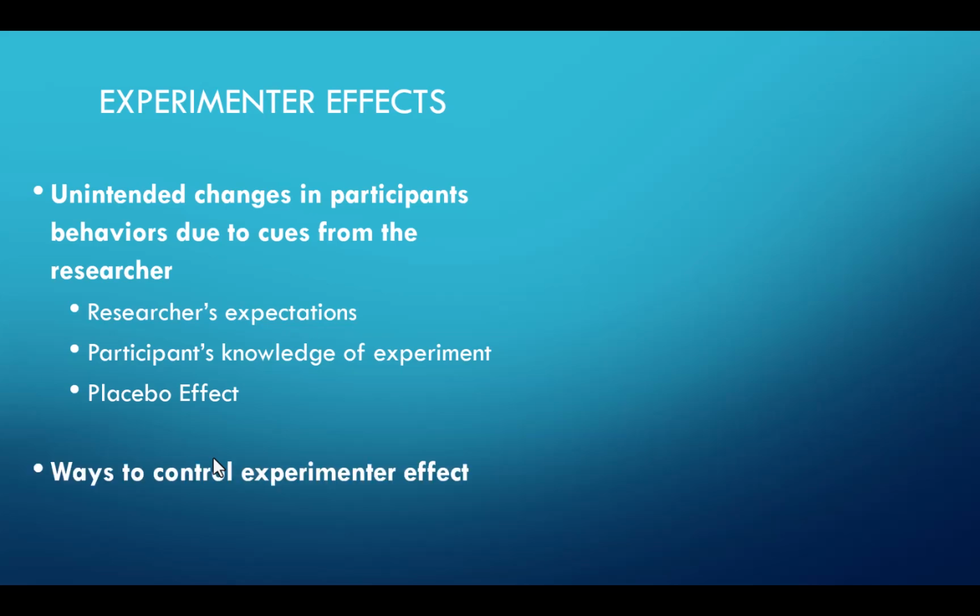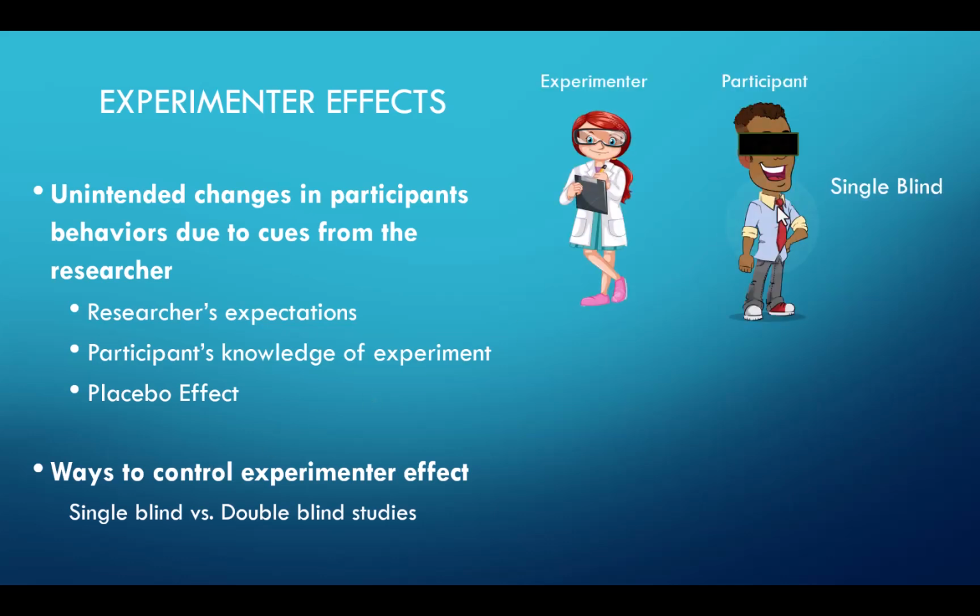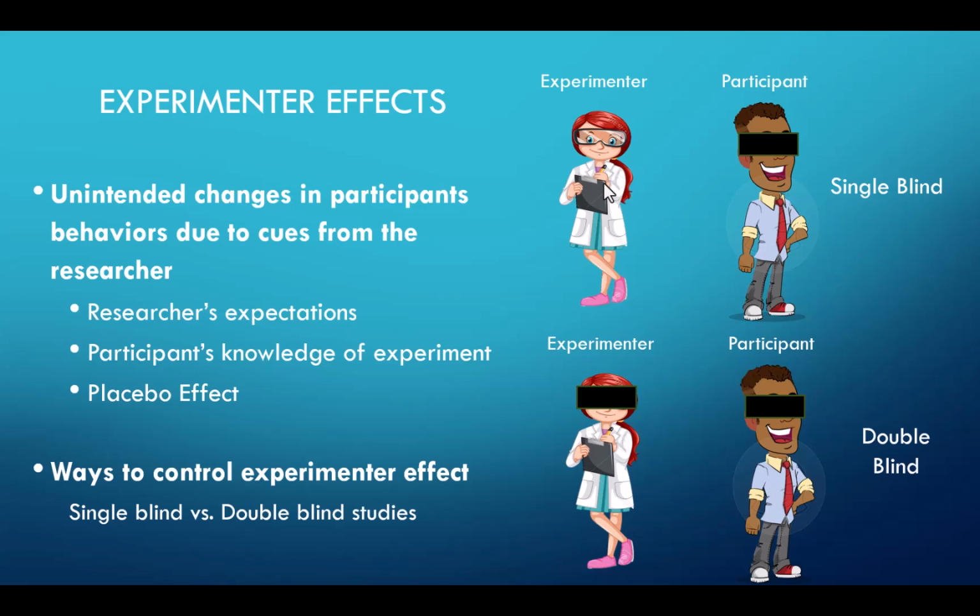To protect against this, we have ways to control for this that are called single-blind and double-blind studies. In a single-blind study, the participant would not know if they were in the control or the experimental group, while the experimenter would still know. An additional method is the double-blind study, where neither the experimenter nor the subject knows which group they're in.